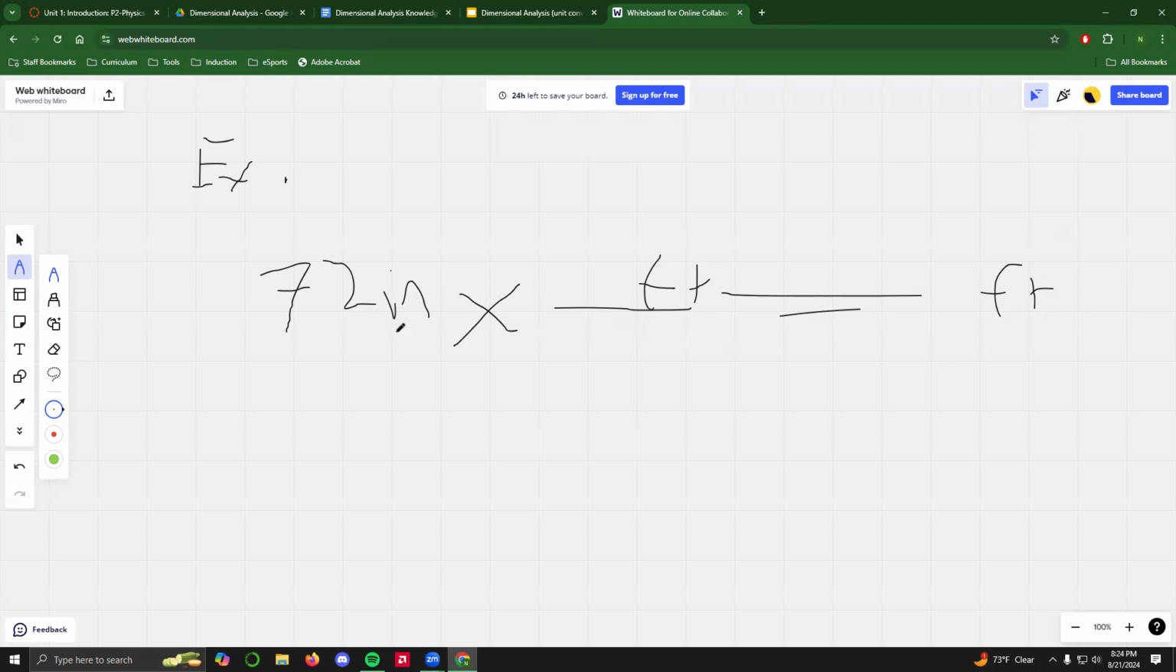And then what unit do we want to cancel out? We want to cancel out inches. So how do we cancel out inches? We're going to divide by inches. So now that we know where our units go, we could use our conversion factor of 1 foot equals 12 inches.